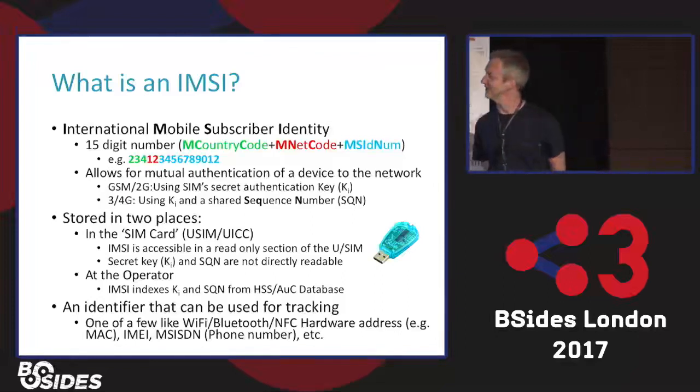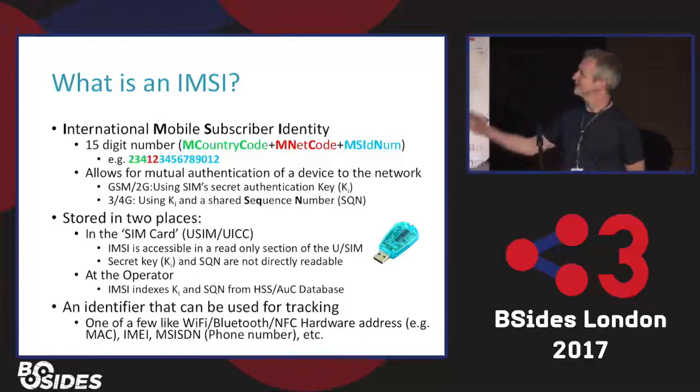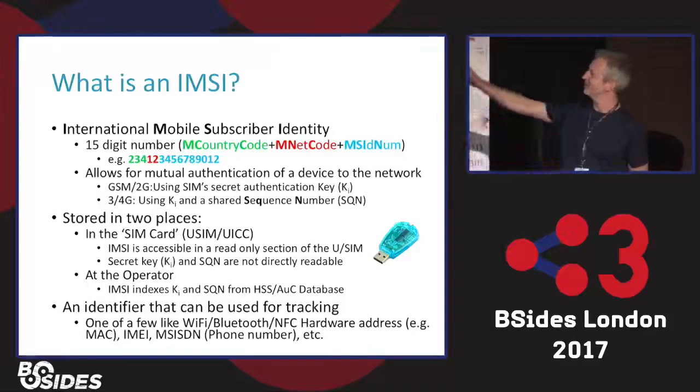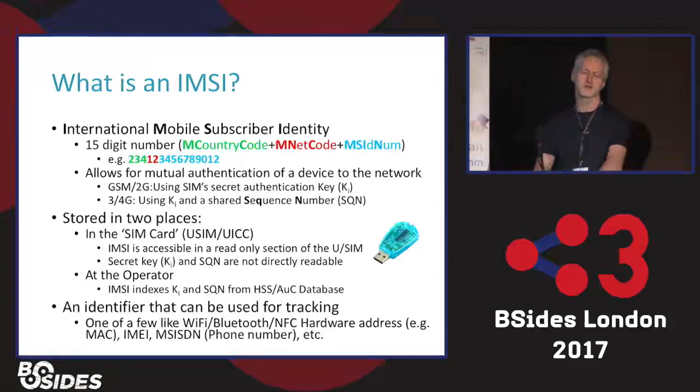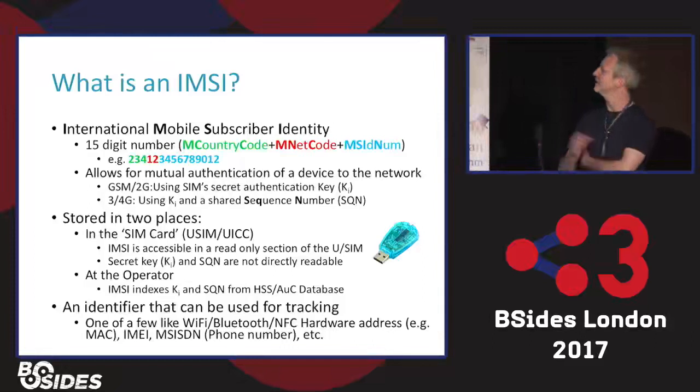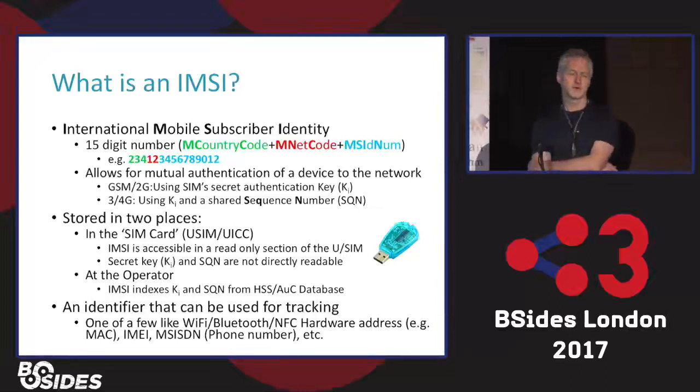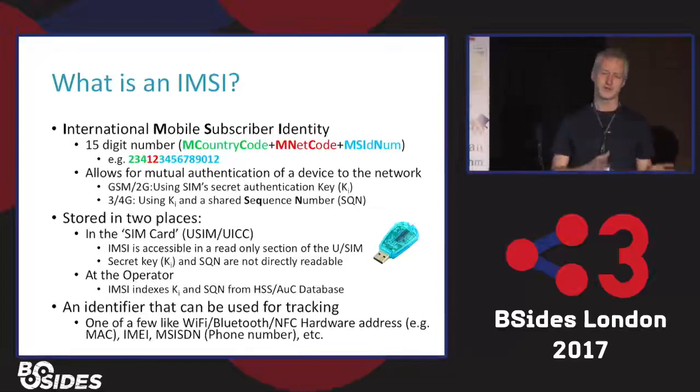So, what's an IMSI? It's this 15-digit number. It sort of breaks down. You've got the first 3 digits, the mobile country code, and then the mobile network operator, and then you've got the individual mobile identifier. It basically allows for a mutual authentication of a device, like your mobile phone, to the network. So you've got the IMSI. It's kind of like your user ID, unique on the global telephone network.